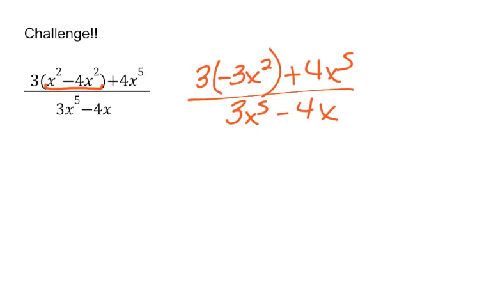Okay, I would be really surprised if you got this one correct all the way on your own, because you haven't seen something like this. So let's multiply that 3 times the negative 3x squared. That would give me negative 9x squared plus 4x to the 5th divided by 3x to the 5th minus 4x.